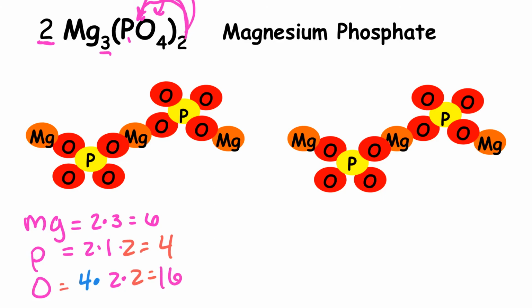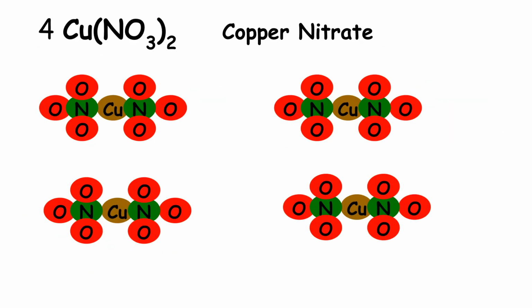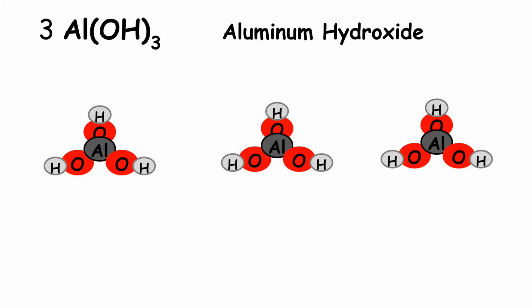And you can see that by counting up 1, 2, 3, 4, 5, 6, 7, 8, 9, 10, 11, 12, 13, 14, 15, 16. You can draw out your molecules to see visually what it looks like. Here's another example where you can visually represent how many total of each atom there are in 4CuNO3. Another example where you can count up and visually see how many of each atom there are in 3AlOH3.